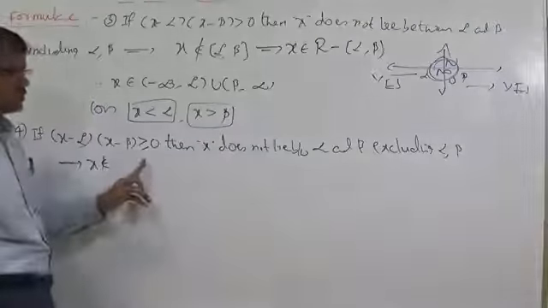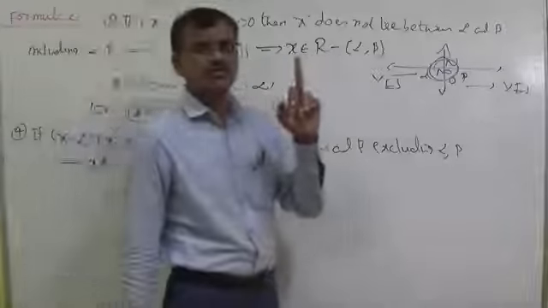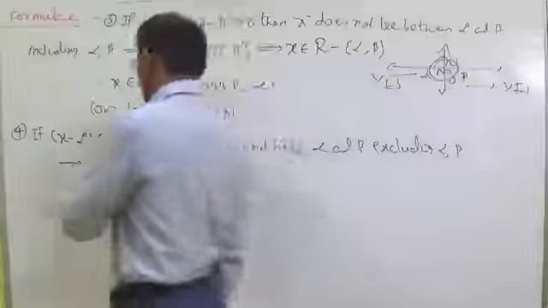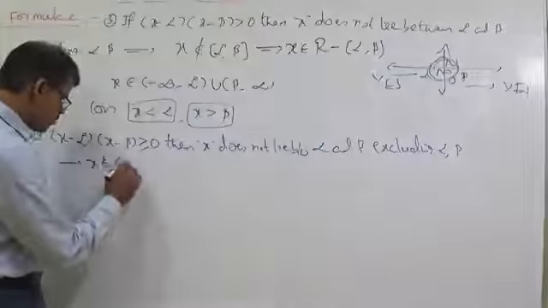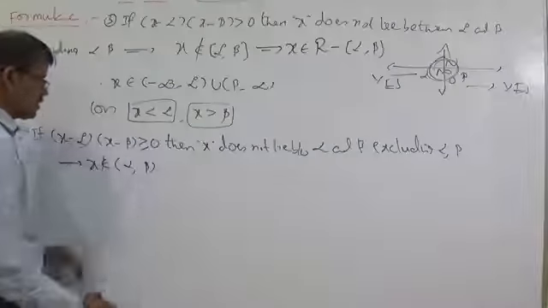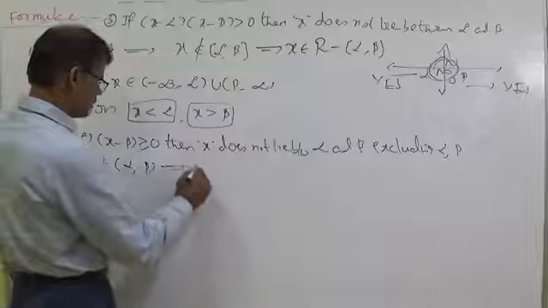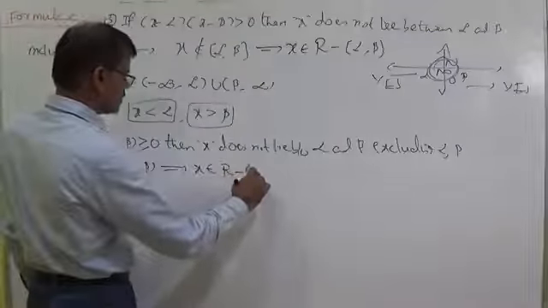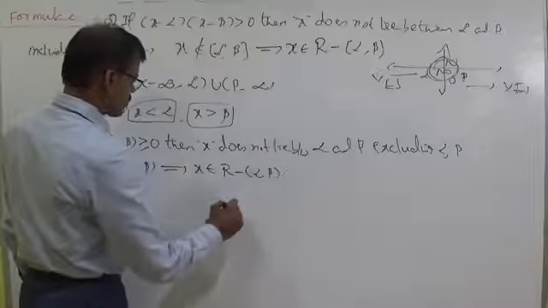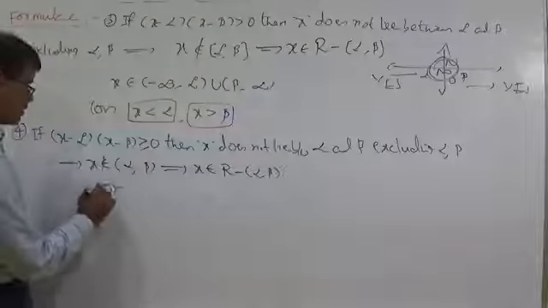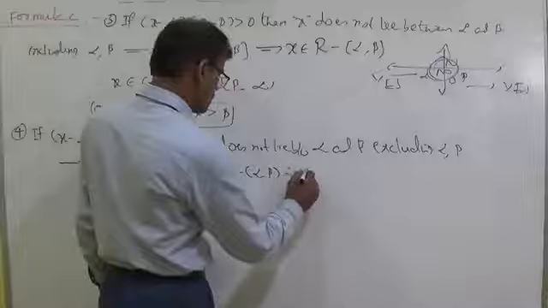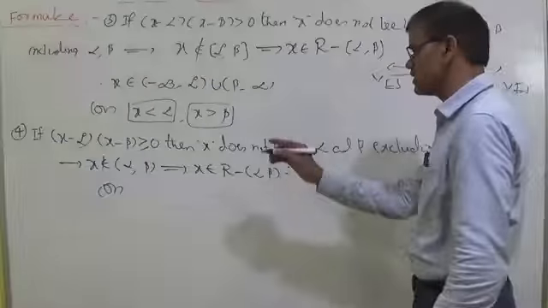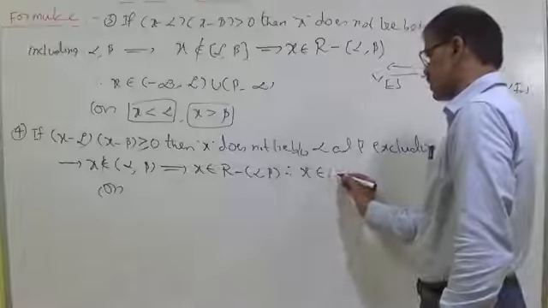Students, whenever equal to is there, in the first formula I said closed interval. This is the negation, the opposite statement. Whenever does not belong to is there, you should say x does not belong to the open interval. That implies you can say x belongs to R minus the open interval alpha comma beta, the total real numbers minus alpha beta.